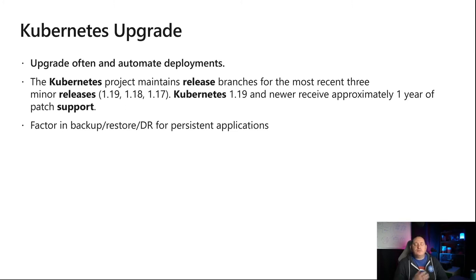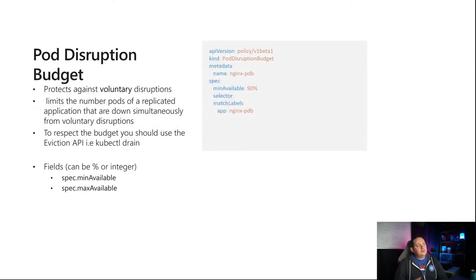Whenever we think about upgrades too, especially when we're running persistent applications, we really need to think about the backup, restore, and DR for those. When you're doing stateless in a cluster, doing upgrades is very easy. I can just redeploy those applications to a new cluster and even do blue-green type deployments. When I have persistence in that cluster, I need to think about how I'm going to back up and restore that data to a new cluster. Pod disruption budgets also come into play when you're dealing with upgrades. They ensure that you have a certain amount of replicas available. So when you do that upgrade and drain nodes, it'll make sure and stop any upgrades if you don't have enough pods or replicas available for your application to perform.